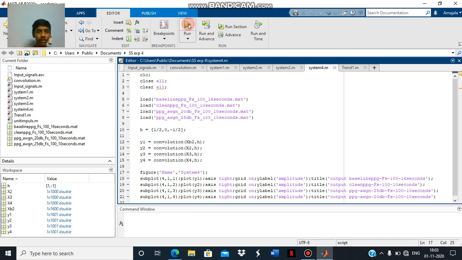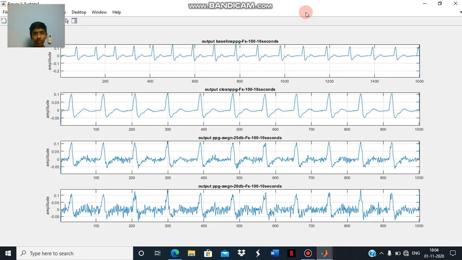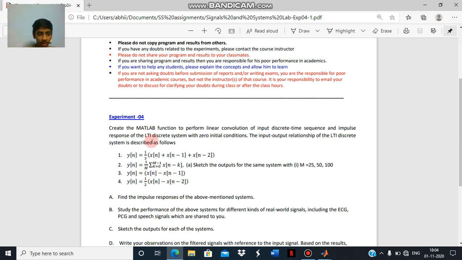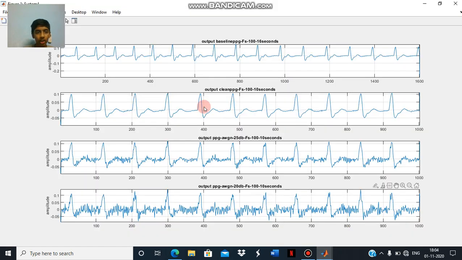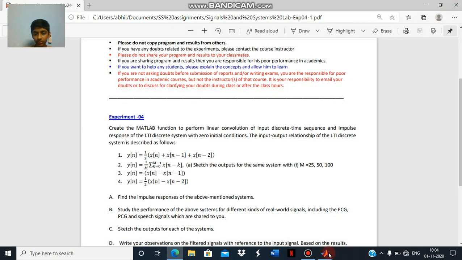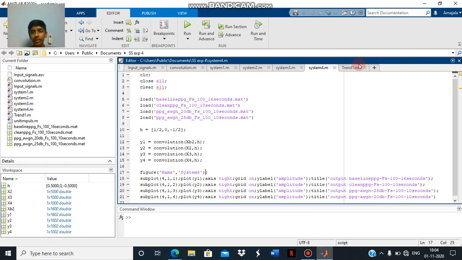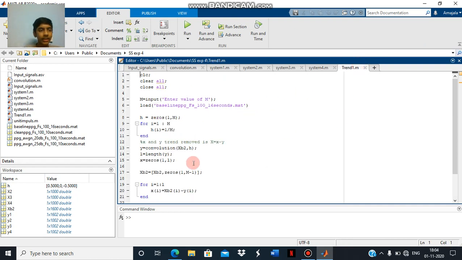So when we run the system 4 code, here also the disturbances are increased. This system is almost similar to system 3, as you can see. Systems 1 and 2 are moving average filters, which are low pass filters, and systems 3 and 4 are differencing high pass filters. Now here you can see the noise is added in system 4. So here, the trend.